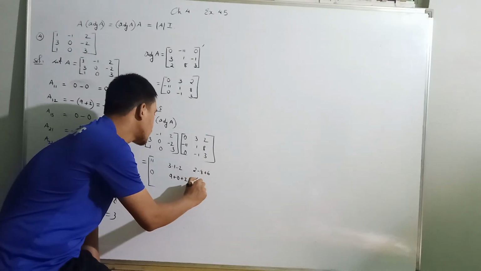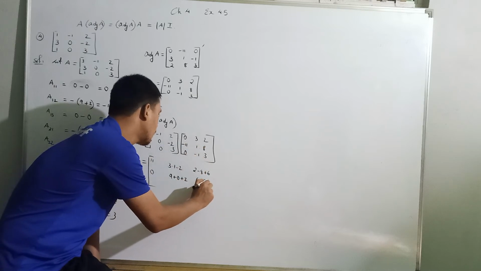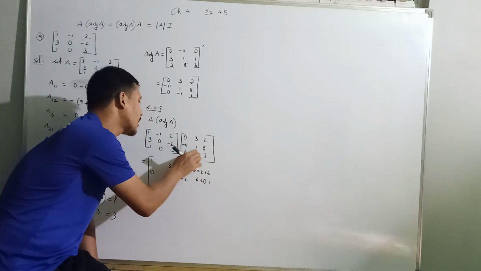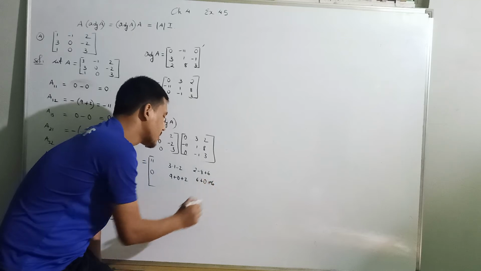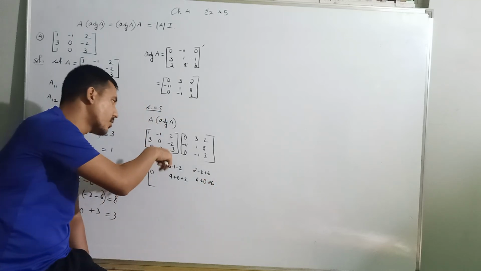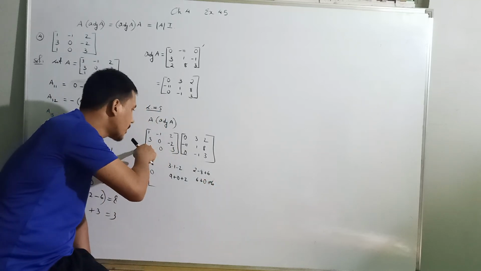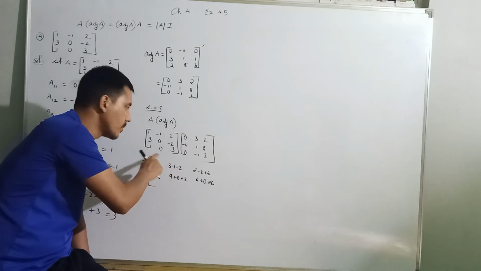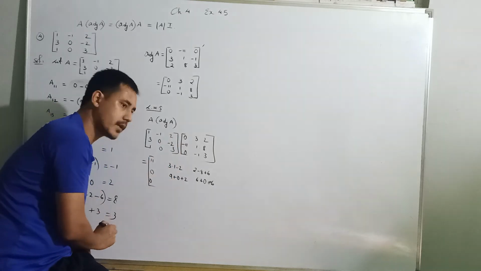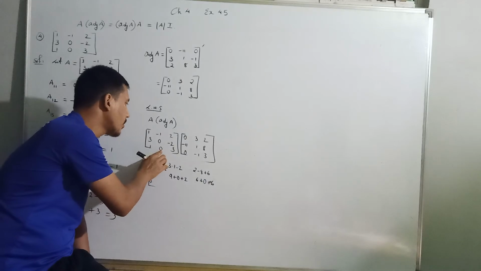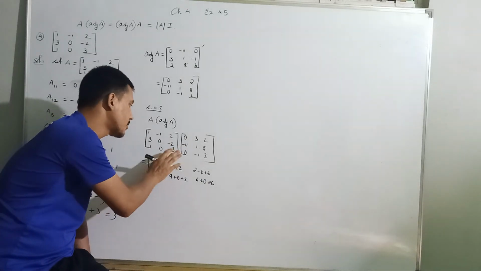Second row will multiply third column. 3 2 times is 6. Plus 0 times 8 is 0. Plus minus 2 times 3 is minus 6. Now third row will multiply first column. 1 into 0 is 0. 0 into minus 11 is 0. 3 into 0 is 0.